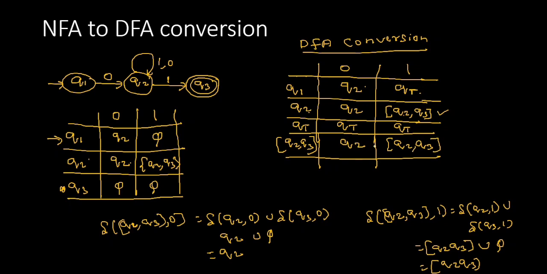Now we will check whether any new state is here. Now Q2 we already have an entry, and Q2 Q3 also we already have an entry. So there is no new state found here. So we will stop here.